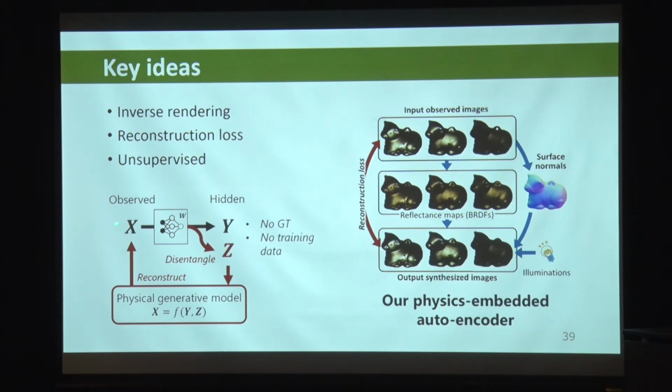Here, the observation is X, and they want to disentangle the hidden variables like Y and Z. These can be the surface normal or the reflectance, the BRDF properties, but there is no GT, no ground truth of the shape, and no training data. So it works in an iterative way by checking the appearance consistency using the reconstruction loss, and of course the surface normal and the illumination are part of the input variables.